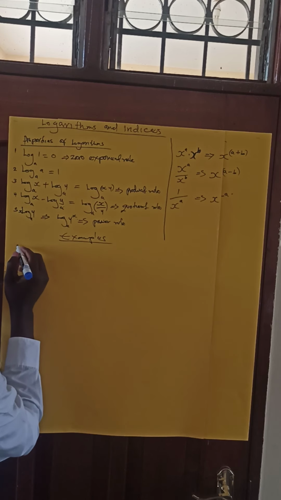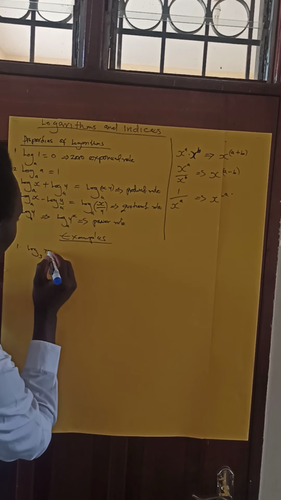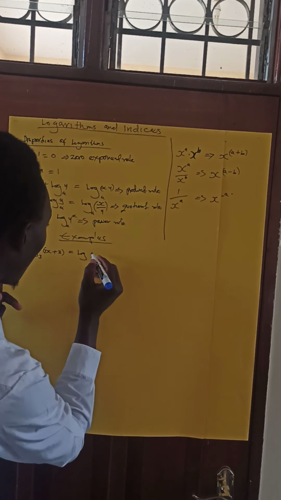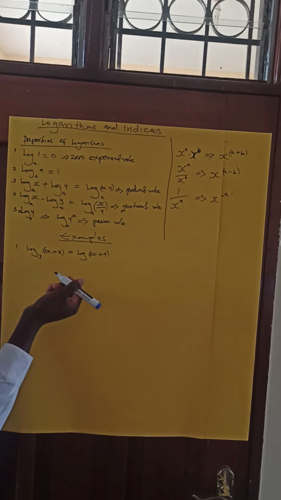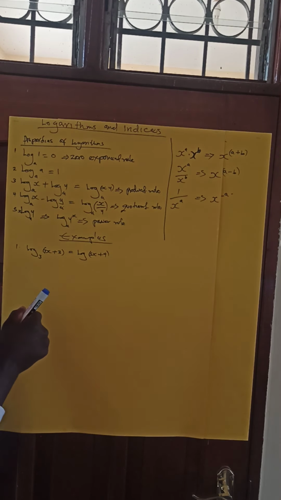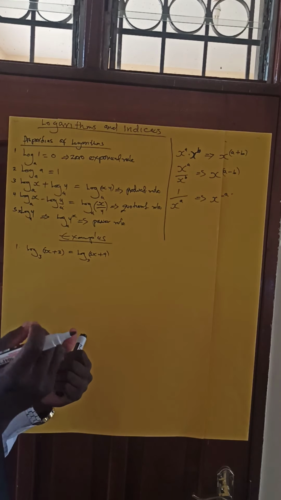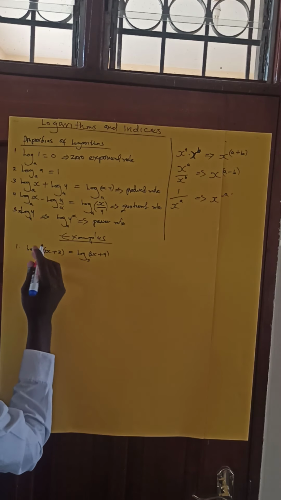Example 1. When we have a problem like this, this is a logarithmic equation. As you can see, the bases of the logs are similar. So the way to solve this one is way 1, which is by dropping the logs. As you can see, the bases are similar, so we'll drop the logs.